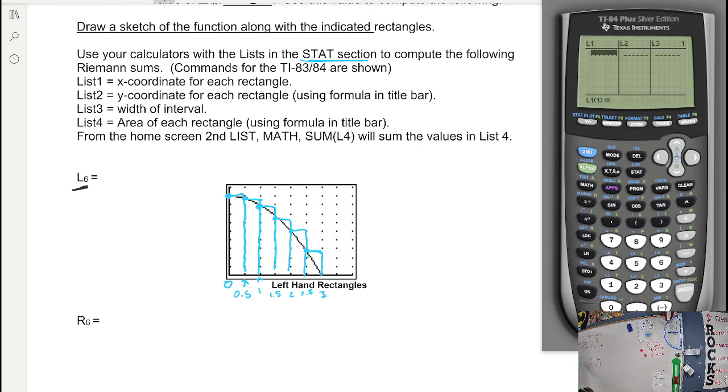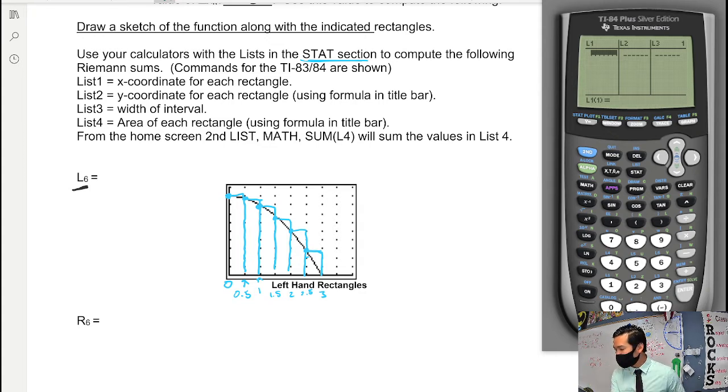This is a table, and you're allowed to plug in numbers into this table. What we're going to do, though, is design L1 to be all the x coordinates for each of the rectangles. So what are my x values? 0, 0.5, 1, 1.5, 2, 2.5, and that's it, right? We're doing 6 rectangles. Can you type in those values?